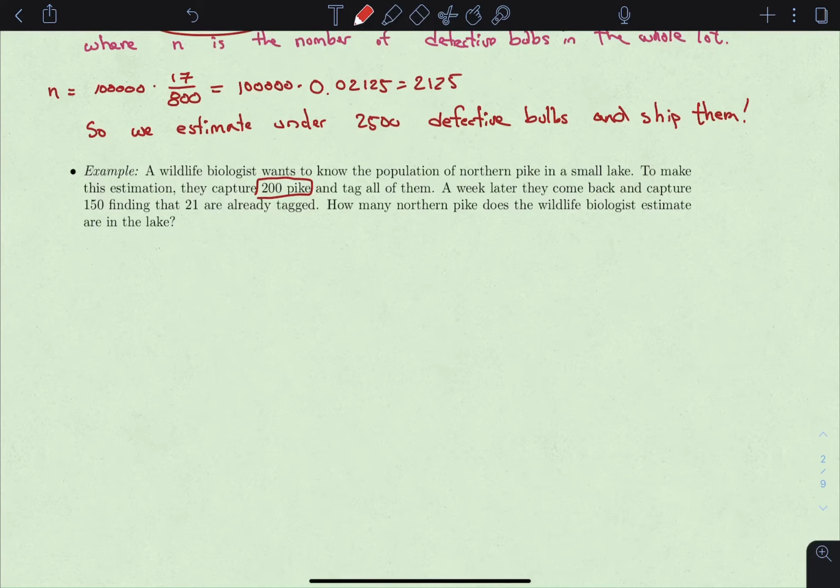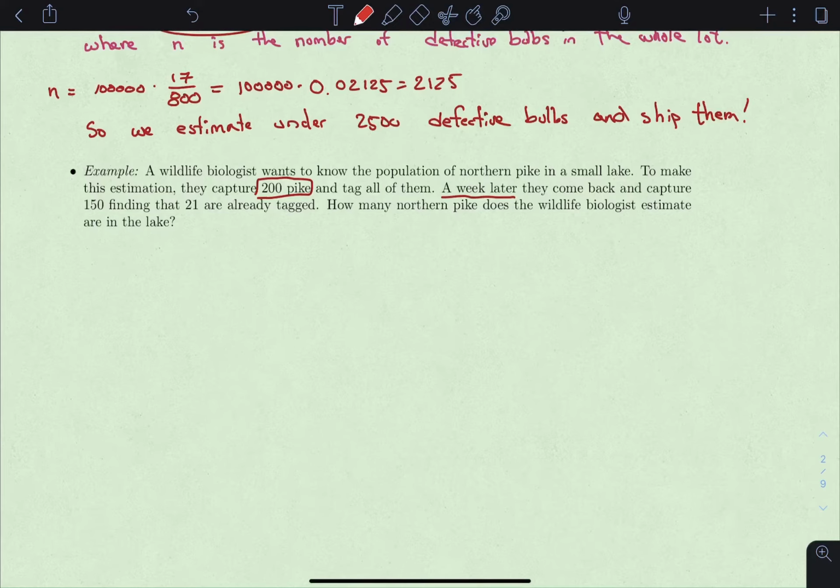lake. And then a week passes, and the assumption here is during that week they've all mixed themselves back up into the population and are not rejected because of their tag in their society. And then we capture 150 more and find that 21 of them are tagged. And our task is to estimate, well, how many fish are in this whole lake.